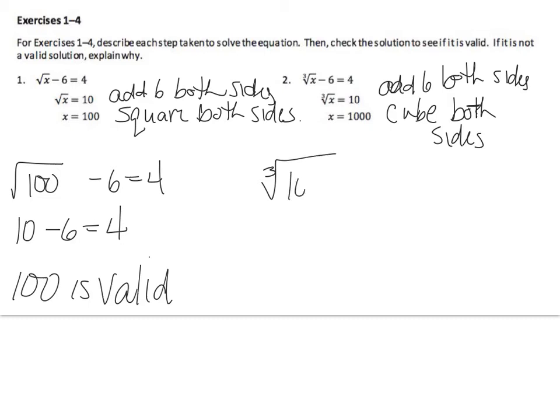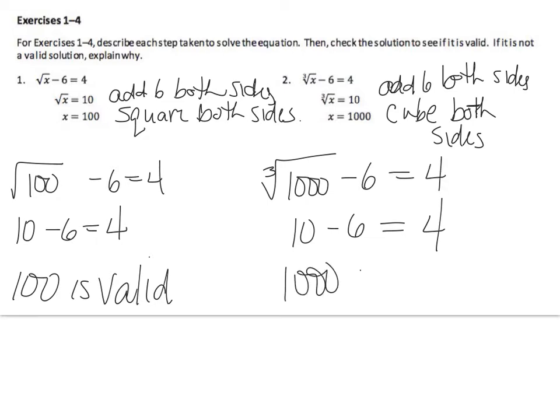Cube root of 1,000 minus 6 equals 10. Let me start over. I like to set things up a certain way. So 1,000 is a valid solution. Okay, I moved numbers 3 and 4 to the next slide.